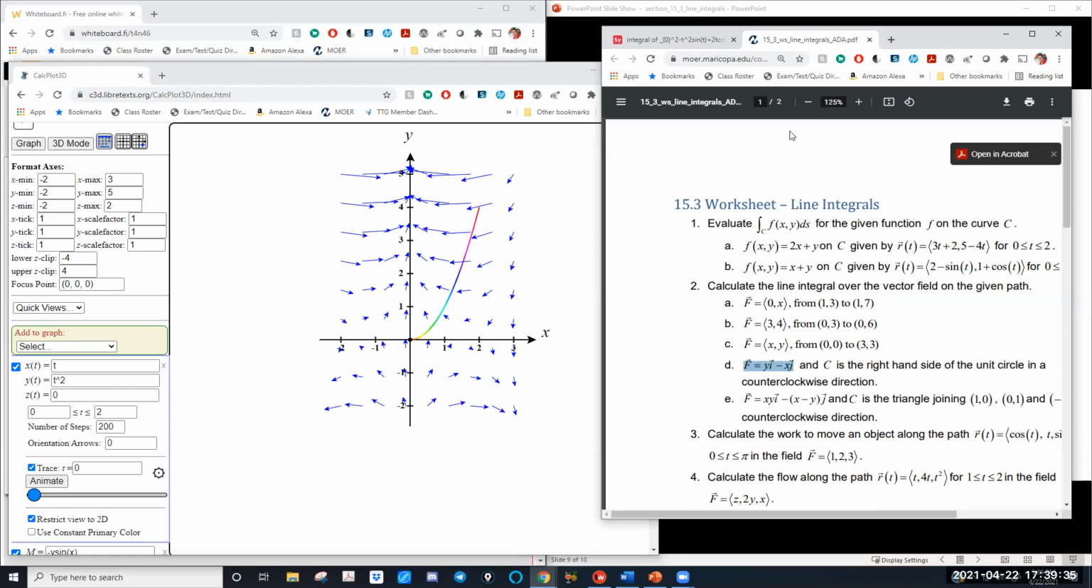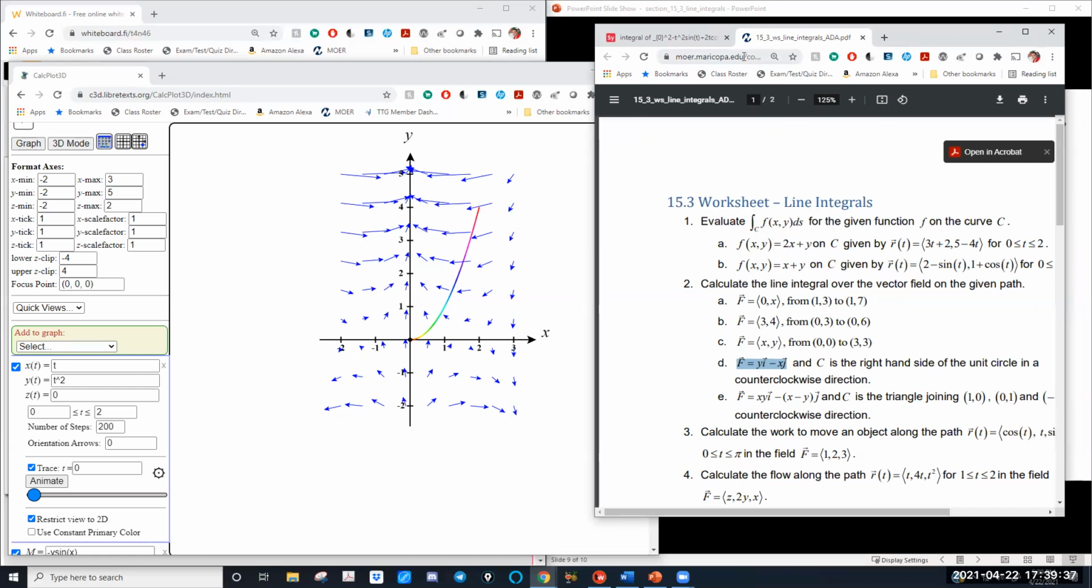And I'm going to have you try a couple of these here in just a minute. And actually, let me go ahead and put this in chat in case you don't already have it. So there's the worksheet. One of the ones I'm going to have you do is 2D, but I want to go through the parameterization with you. The right-hand side of the unit circle in a counterclockwise direction. So I want to show you.